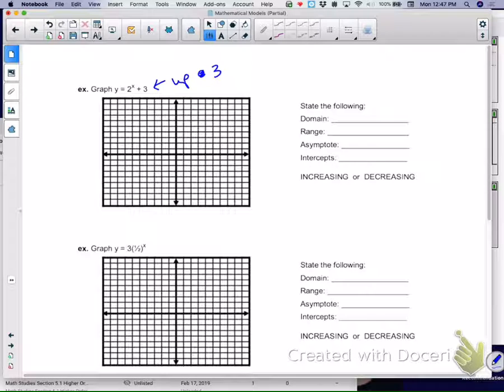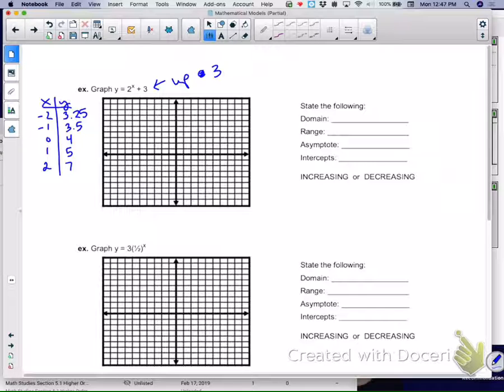So, we could just take all those same x values that we had before and take all the y values that we got and just add 3 to them. So, I had 0.25, now I have 3.25. I had 0.5, now 3.5. I had 1, now I have 4. I had 2, now I have 5. I had 4, now I have 7. So we can plot those points. We don't even have to look at the calculator, but we will in a minute.